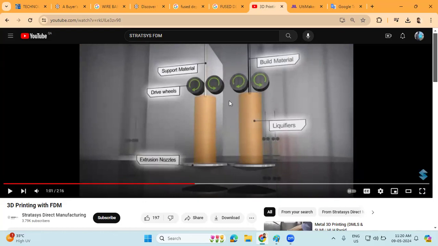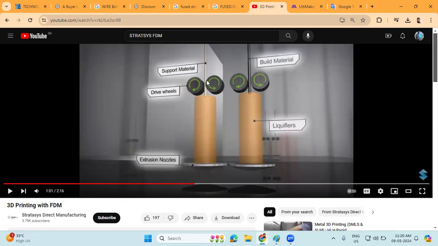Yes. So the important components in FDM are the liquefier, which is a very important component, and another one is the pinch roller mechanism. The pinch roller mechanism is a critical component in the FDM 3D printing process that assists in feeding the material into the liquefier. So this is the critical component that allows the material into the liquefier.